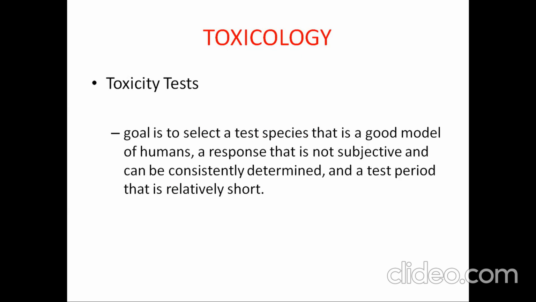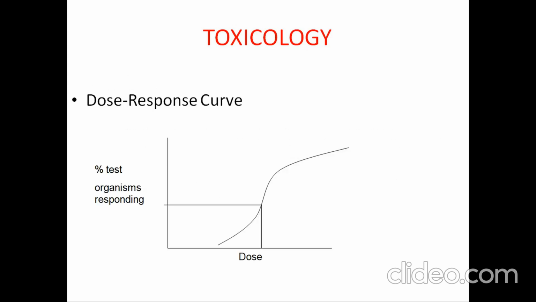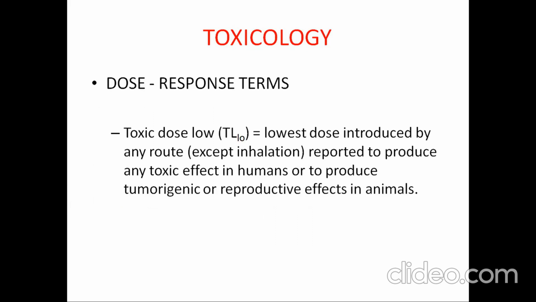The toxicity test needs to be done with these goals: select a test species that is a good model of humans, a response that is not subjective and can be consistently determined, and a test period that is relatively short. This testing will also give us an idea about the dose response curve. The dose response term gives us an idea about the toxic dose at low concentrations.